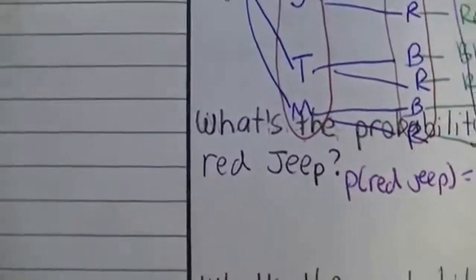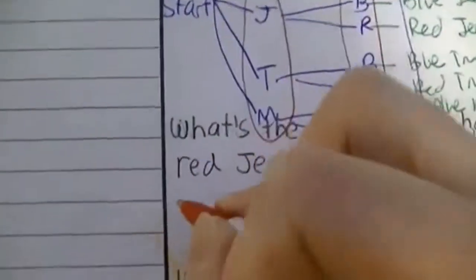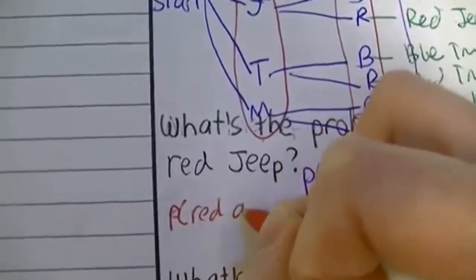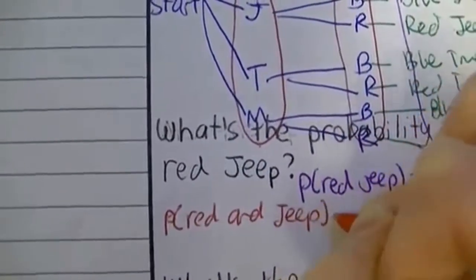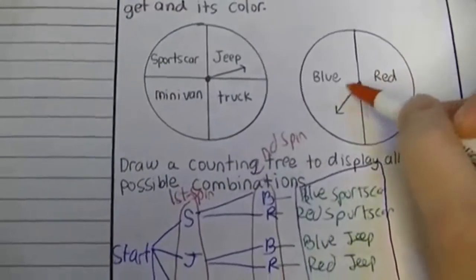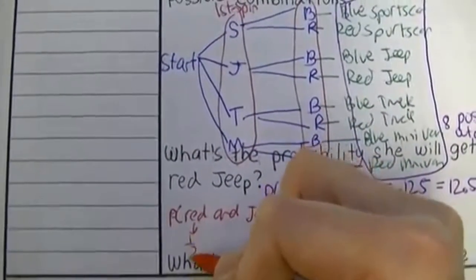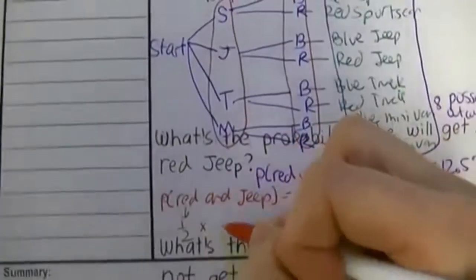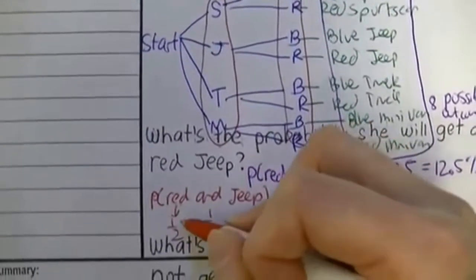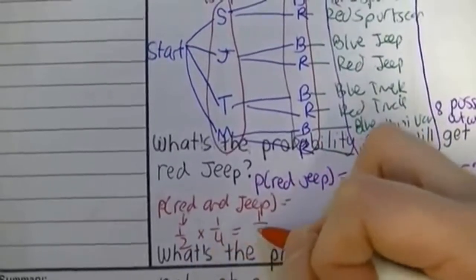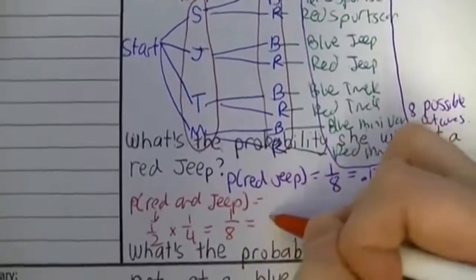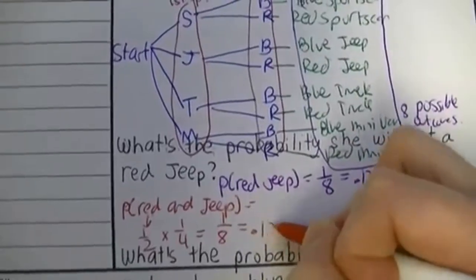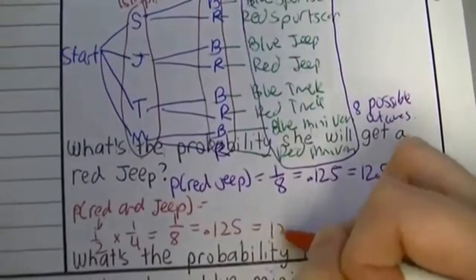So here's how you could do it the other way without using a counting tree. Probability of getting red and having it be a Jeep, okay? So all you do is find the probability of it being red. Probability of getting red is 1/2. And in probability means multiply. Now the probability of getting a Jeep is 1/4. And multiply straight across. So 1 times 1 is 1, 2 times 4 is 8. So you see you get the exact same answer as if you would have used a counting tree. So if you're more comfortable with the counting tree, then go ahead and do that to help you come to your answer. If not, you can do it this way also.